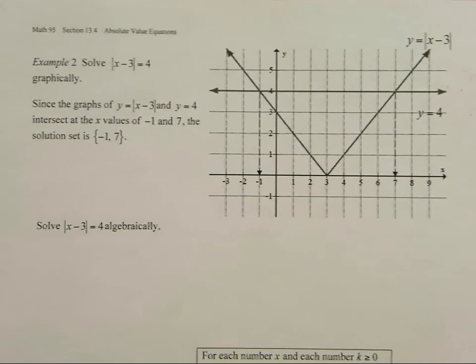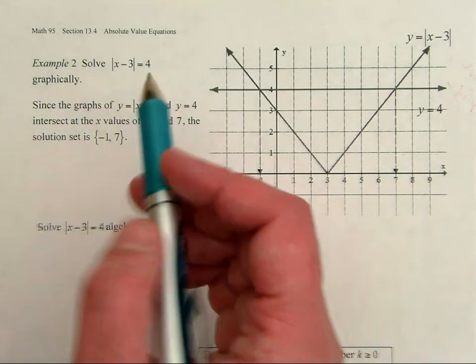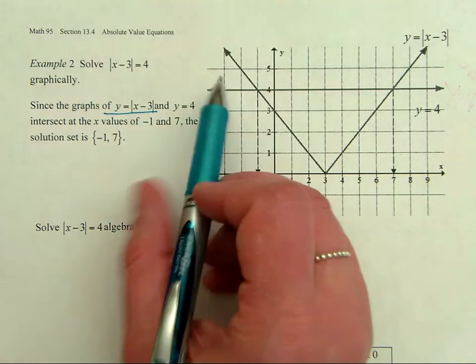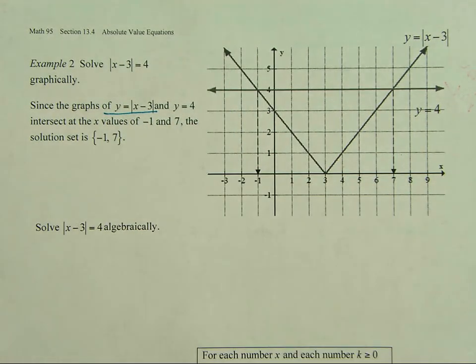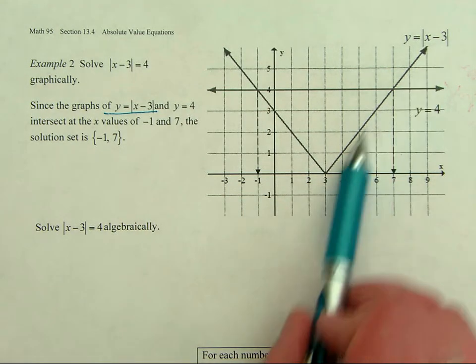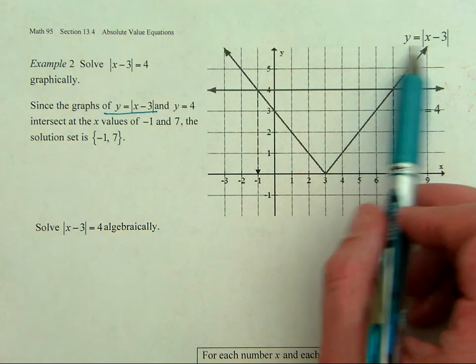So here's another example. We have the absolute value of x minus 3 equals 4. To solve this graphically, we graph y equals the absolute value of x minus 3, and we could do that with a table of values. We could do that with Desmos. So we're graphing that, and it's most likely going to be a V shape. So that's the first thing we do.